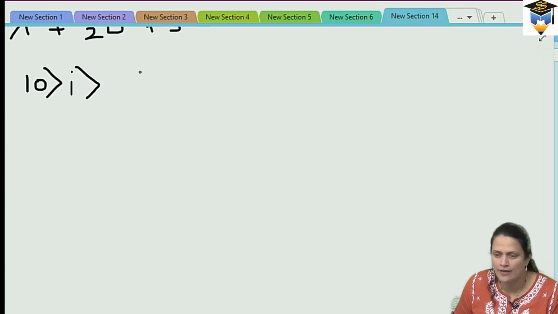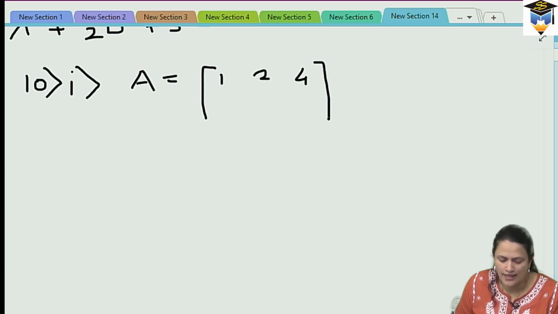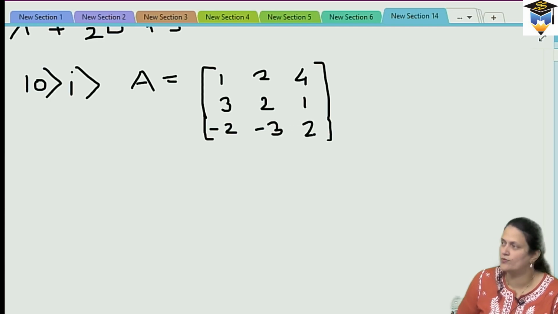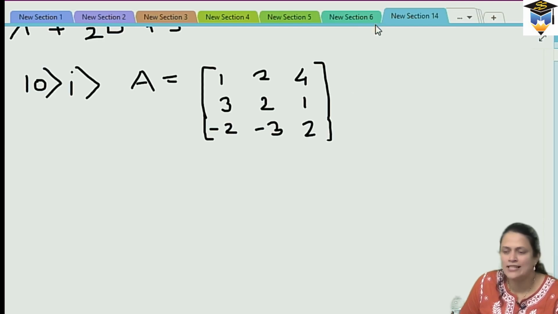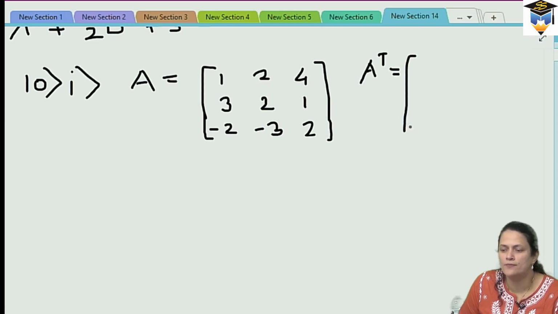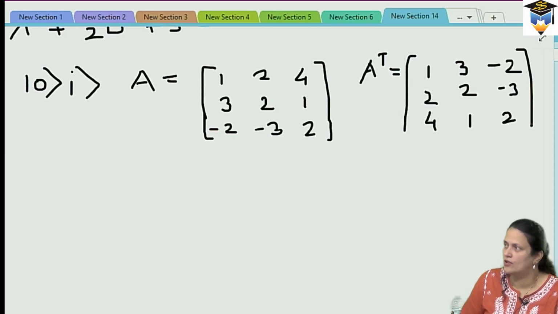Okay. So A matrix is given to us as 1, 2, 4. Next 3, 2, 1. And the last is going to be minus 2, minus 3 and 2. Now, first let us find out A transpose of this. So, we are going to convert rows to columns. Okay. So, 1, 2, 4, 3, 2, 1, minus 2, minus 3, plus 2. Okay, so this is our A transpose.